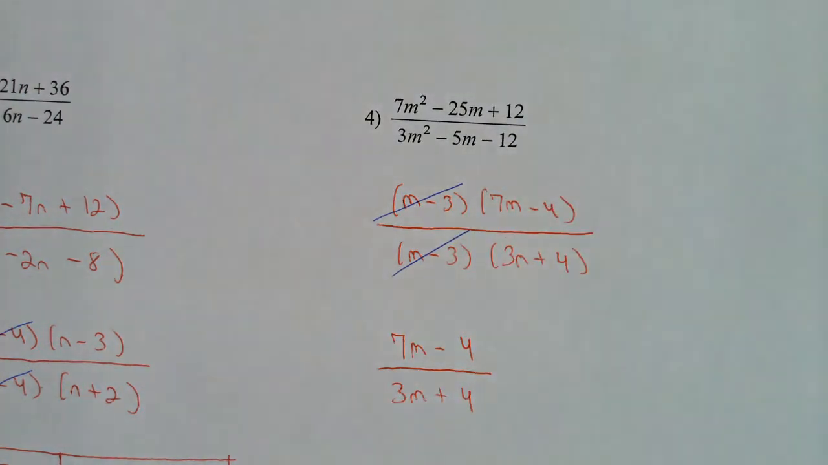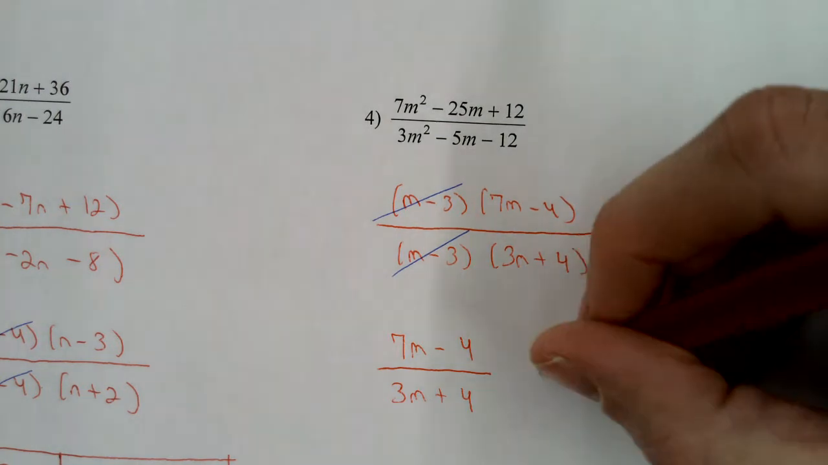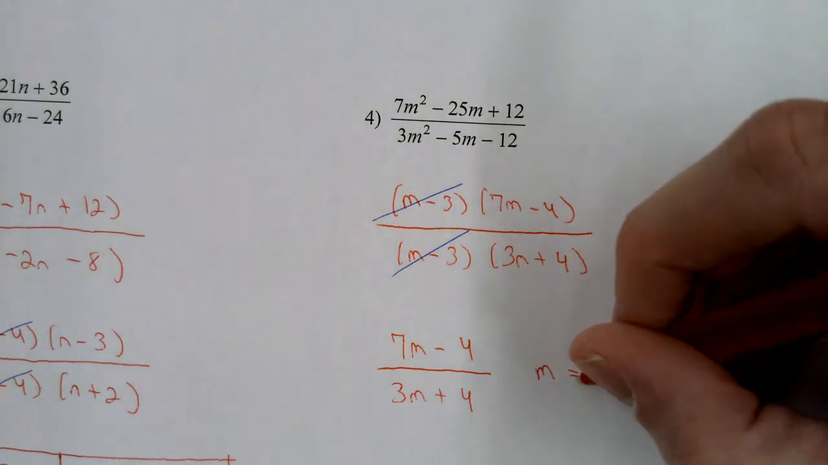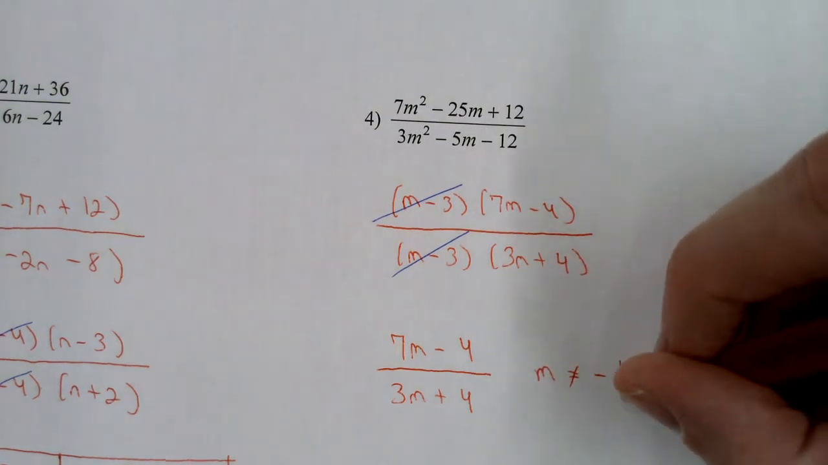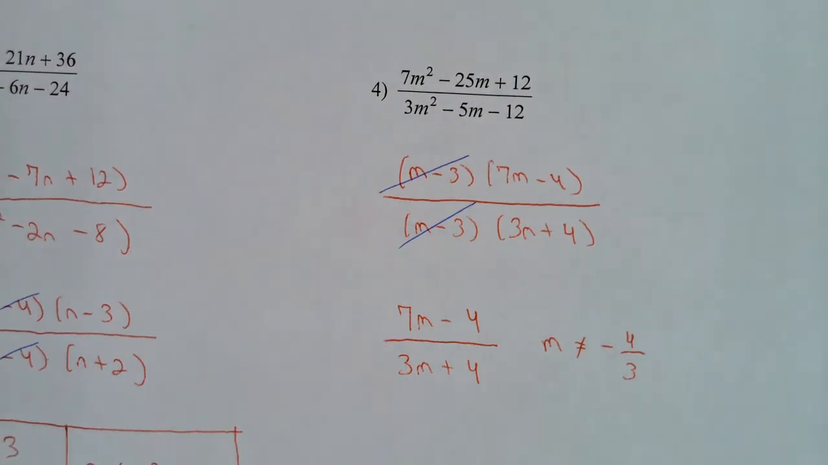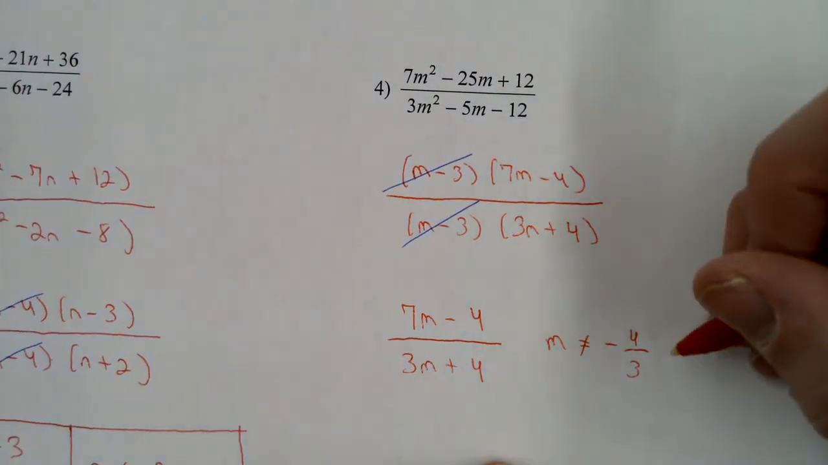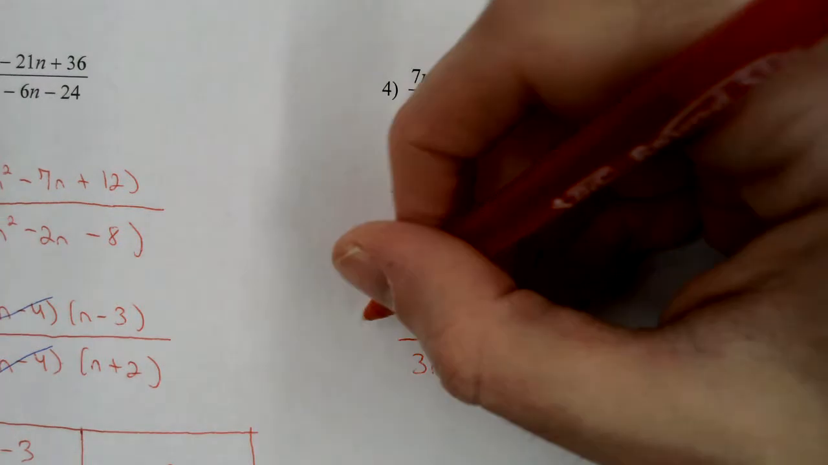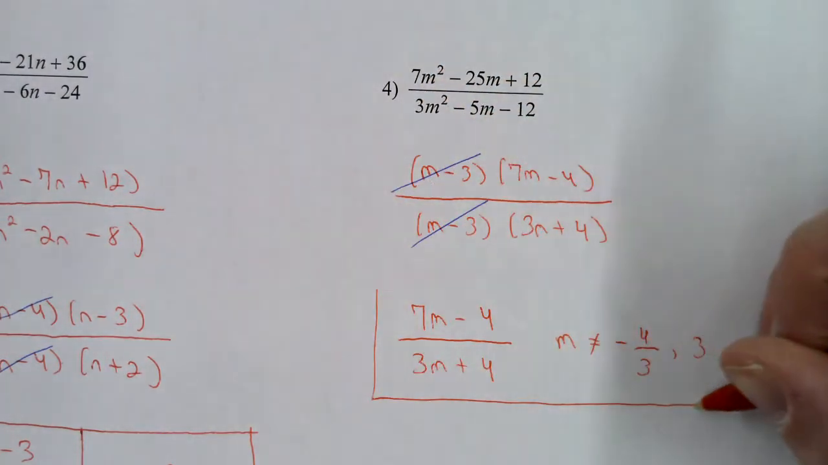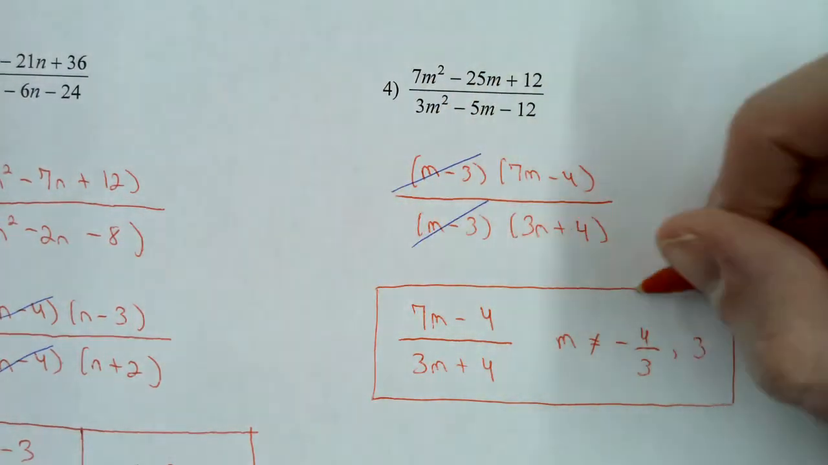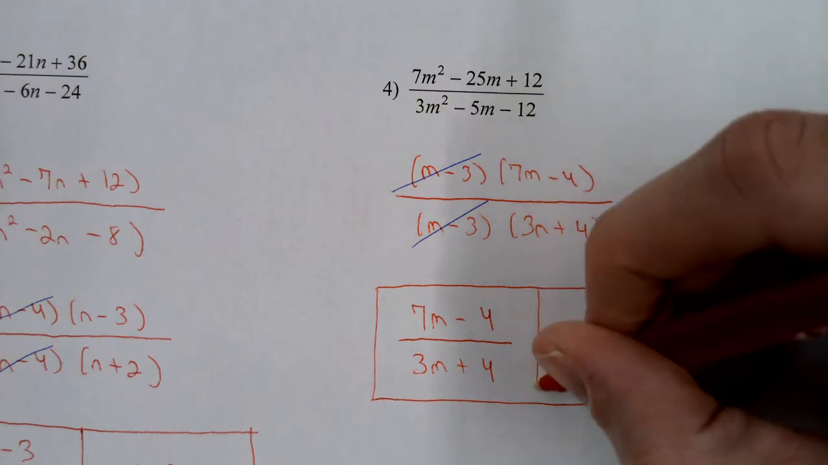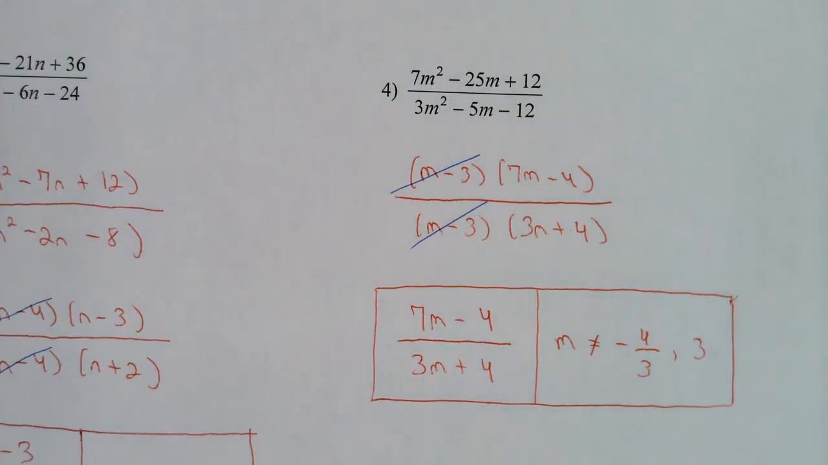The restrictions: m cannot equal negative 4/3. You just do 3m plus 4 cannot be 0, and you get negative 4/3. And then you get positive 3 for the other restriction. Okay. That was the hardest one so far.